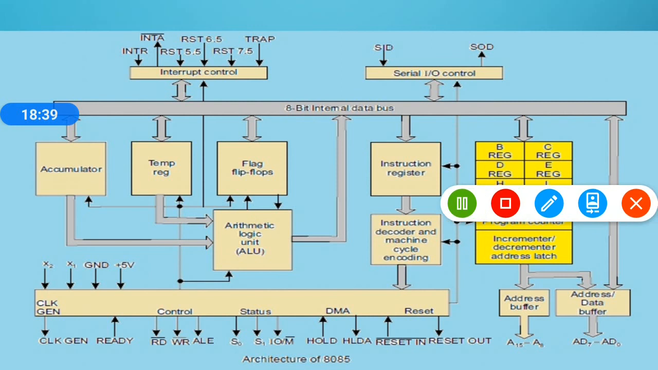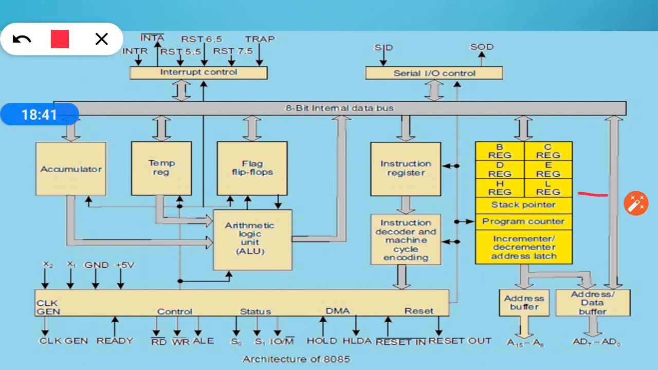And another function of the HL pair specially is that we can store the 16-bit address of a memory location in the HL pair for accessing the data of a particular memory location of a device. Apart from BC and DE, this HL pair has another role, that we can store our 16-bit address in the HL pair.